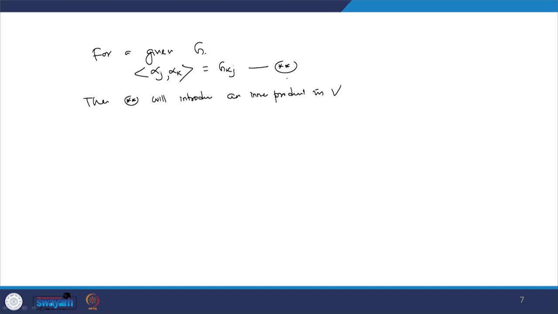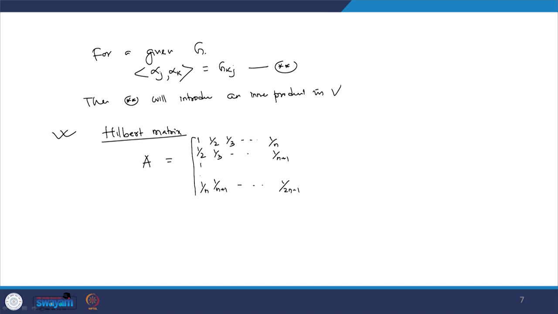Now, we should utilize this concept to understand one nice problem that is called the Hilbert matrix. So, let me consider the Hilbert matrix. The Hilbert matrix is defined like this, say capital A equal to 1, 1 by 2, 1 by 3, up to 1 by n, then 1 by 2, 1 by 3, up to 1 by n plus 1, and so on, continuing up to 1 by 2n minus 1. Now, this is a standard n cross n Hilbert matrix.